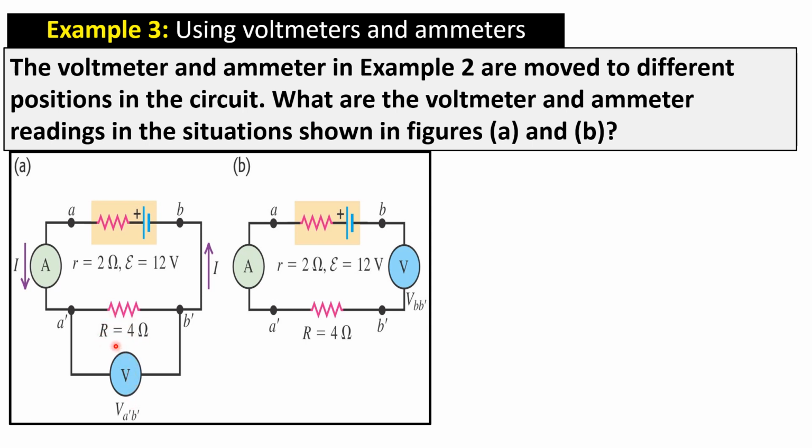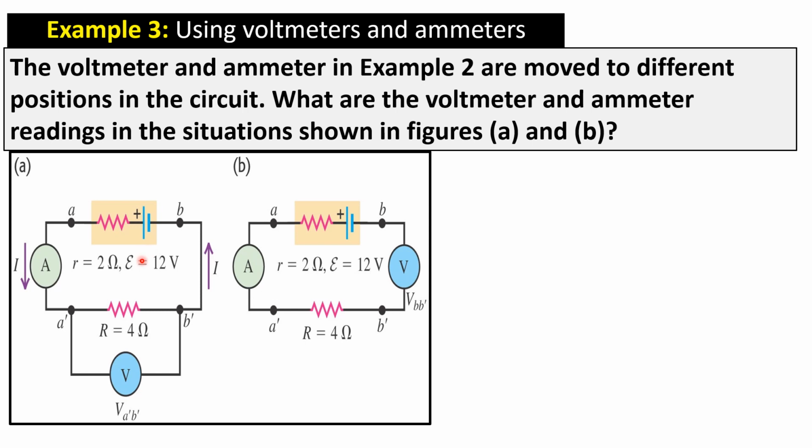Whatever the reading of the voltmeter is, it measures the potential difference between points A prime and B prime, or in short, the voltage drop across big R. While the ammeter, earlier, was connected somewhere on the right part of the circuit, now it is transferred to the left side. So those are the new positions of the voltmeter and the ammeter.